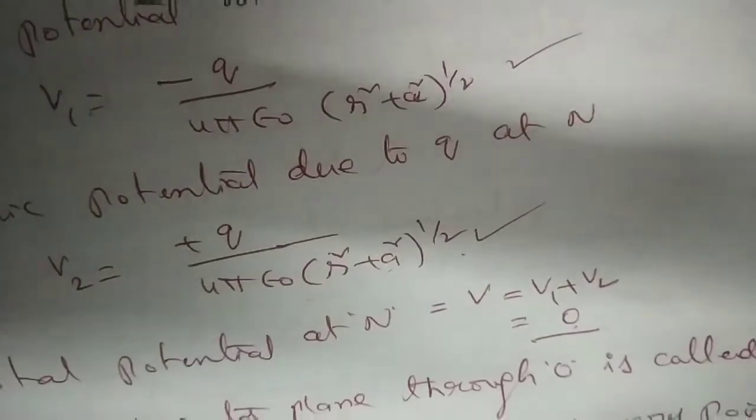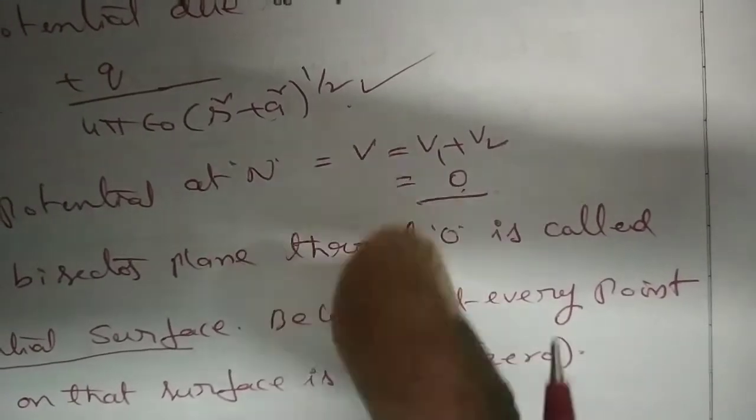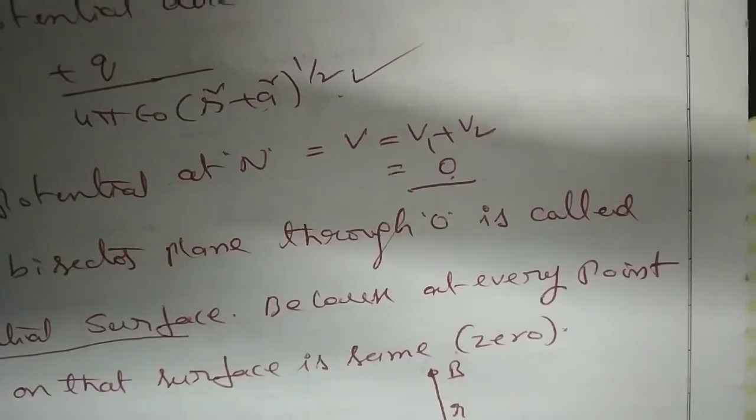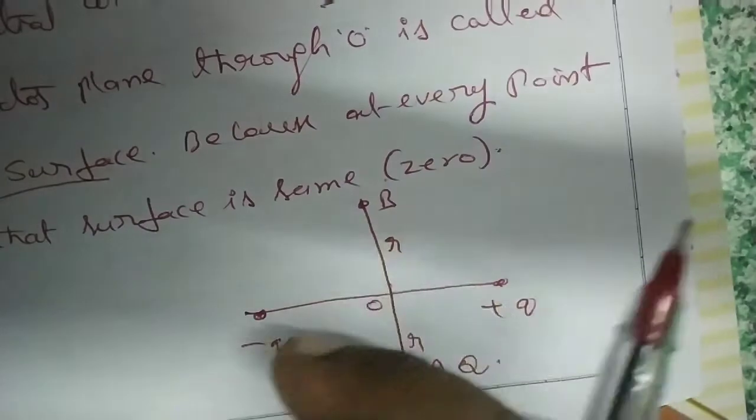So in the case of a dipole, what will the equipotential surface be? The perpendicular bisector surface. Means what? The surface passing through the center point, perpendicular to the axis of the dipole. That is called the equipotential surface, because this question has come many times in examinations.